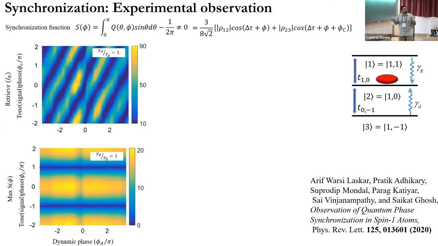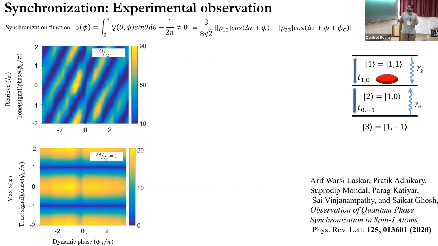Now from the visibility of the fringes, if we plot this synchronization function, it shows us the different regions where synchronization happens for our spin one system. You see that when the two tones, that is the two controls, are in phase, there is a non-zero value of the synchronization function, which shows that the system is synchronized to the external field.